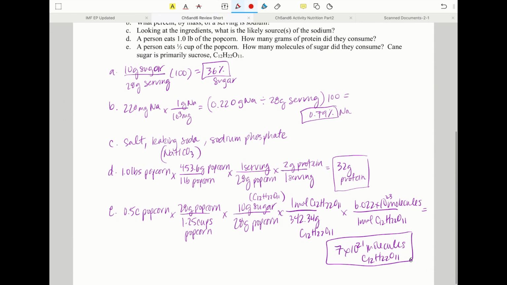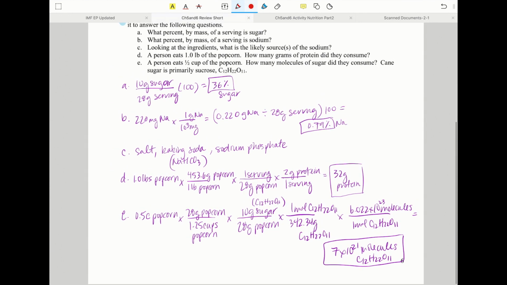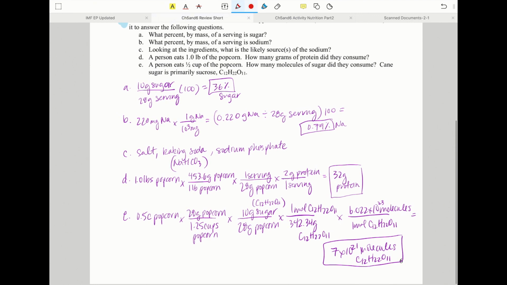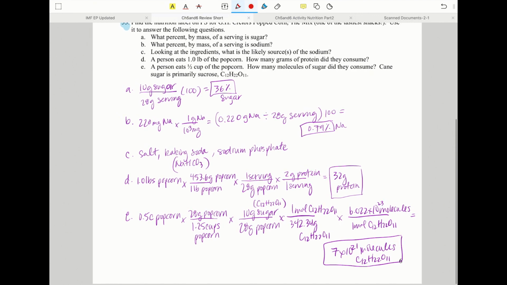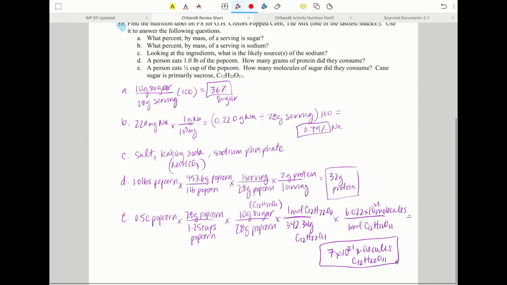In B, if we want to find the percent by mass of serving that is sodium, we do the same thing. We would take our milligrams of sodium and convert them into grams, and then we would take our 0.220 grams of sodium and divide it by 28 grams serving, and that gives us our percent that is sodium, right?